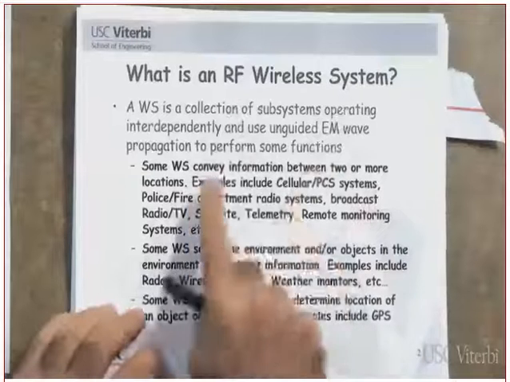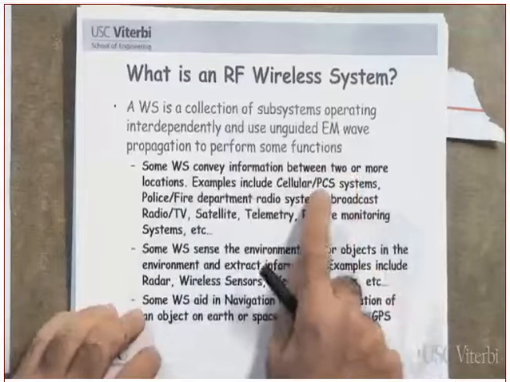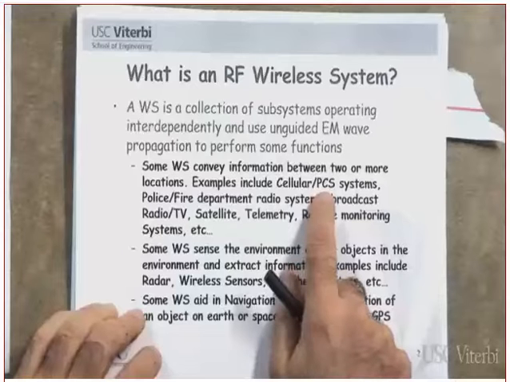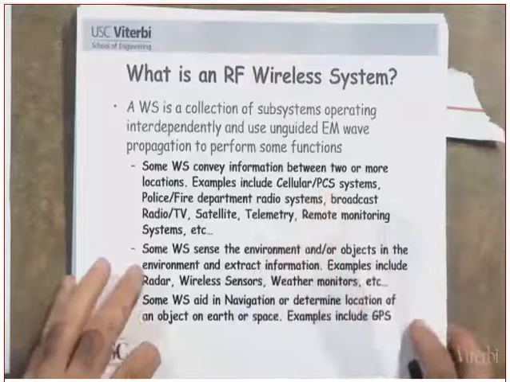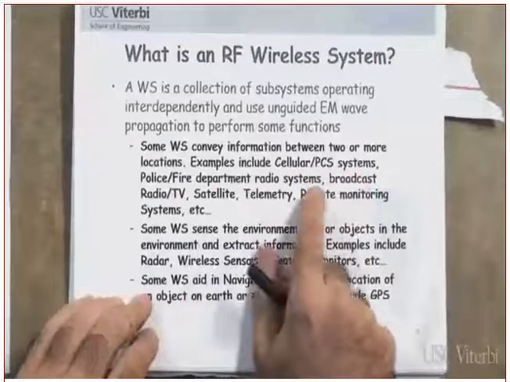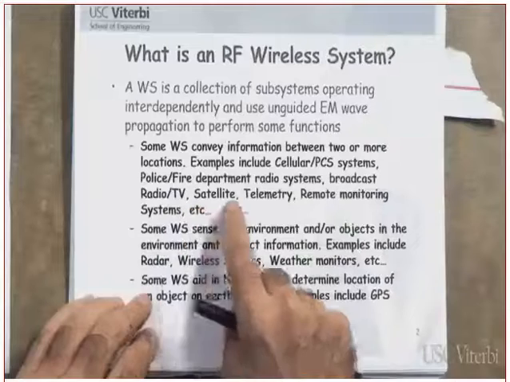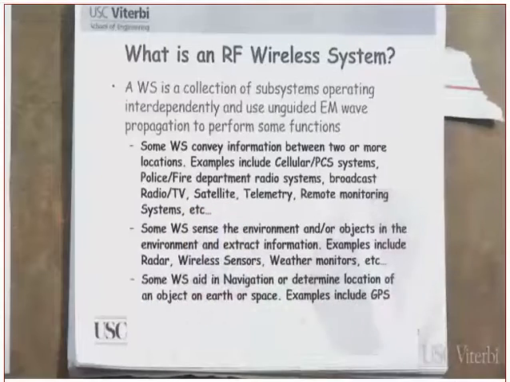Some RF wireless systems are used to communicate information. For example, in a cellular system, PCS. PCS stands for what? Personal Communication Services System. PCS in the US operates in the 1.9 gigahertz band. Clear? Don't worry about this. We'll get to it later on. So, cellular PCS systems, the police, the fire department, radio systems, broadcast radio, TV, satellite, all of these are for the purposes of what? Communicating information.